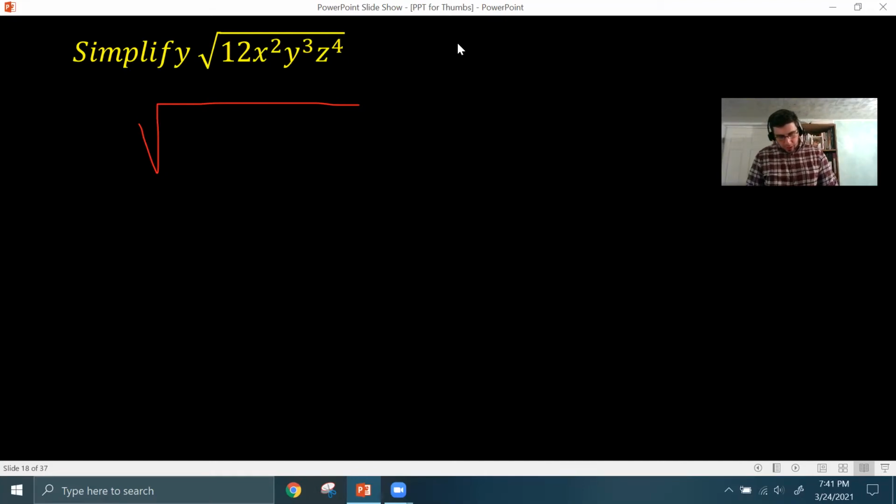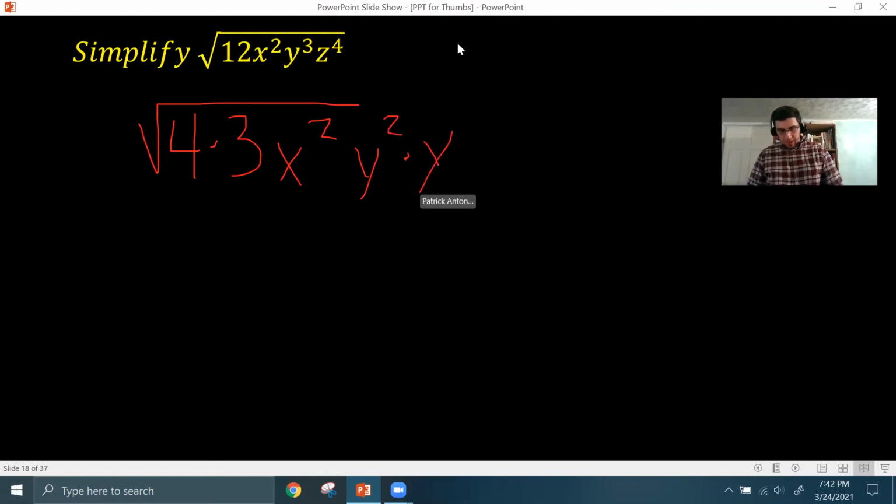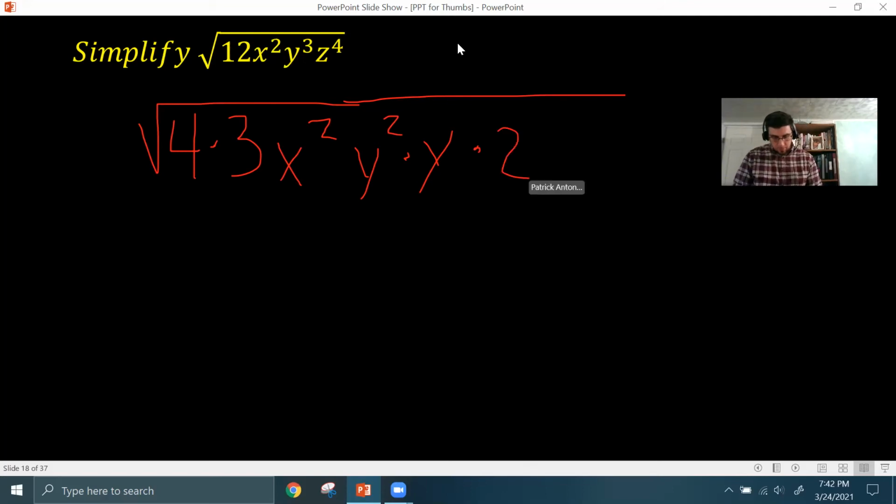So 12 you can think of as 4 times 3. And remember, the reason we want 4 is because 4 is a perfect square. X squared is a perfect square, so we're going to leave that right there. Y cubed has a perfect square factor in it. You can think of y cubed as y squared times y. And then z to the 4th has 2 z squareds in it. So you could think of it as z squared times z squared.